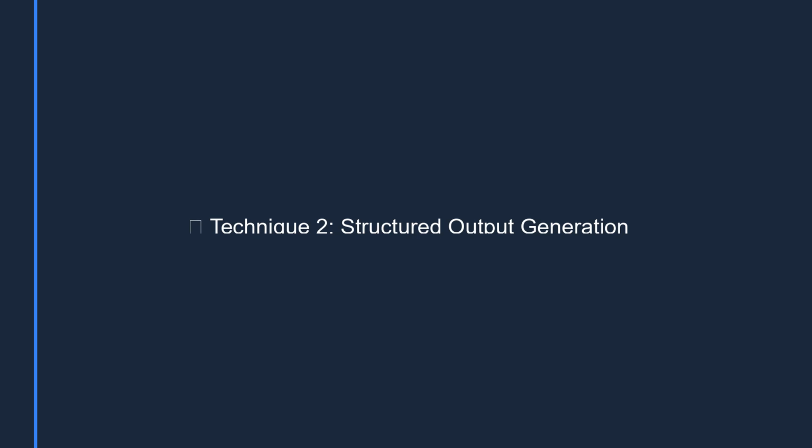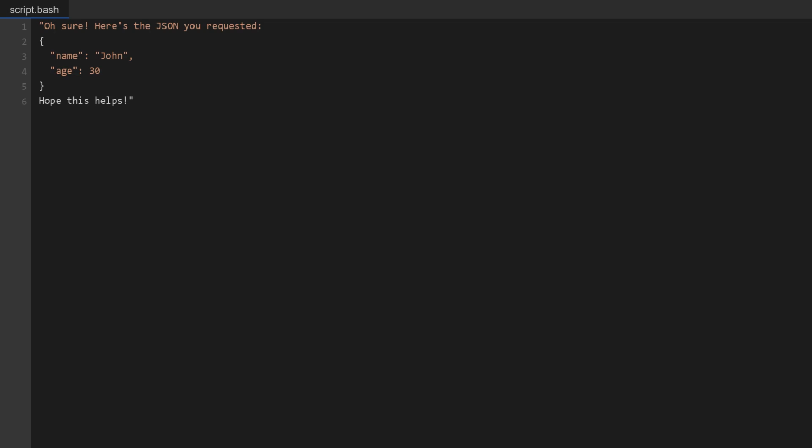Technique 2. Structured output generation. Structured output means the model emits machine parsable data, typically JSON, with no surrounding prose, no apologies, no markdown fences unless you explicitly want them. The example here is minimal on purpose. A JSON object with a name field set to John and an age field set to 30. That's the target behavior.